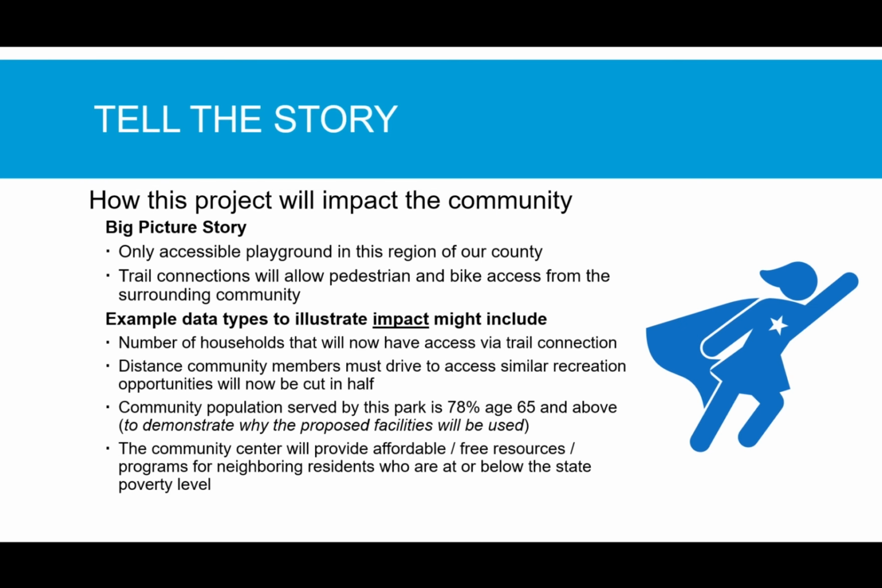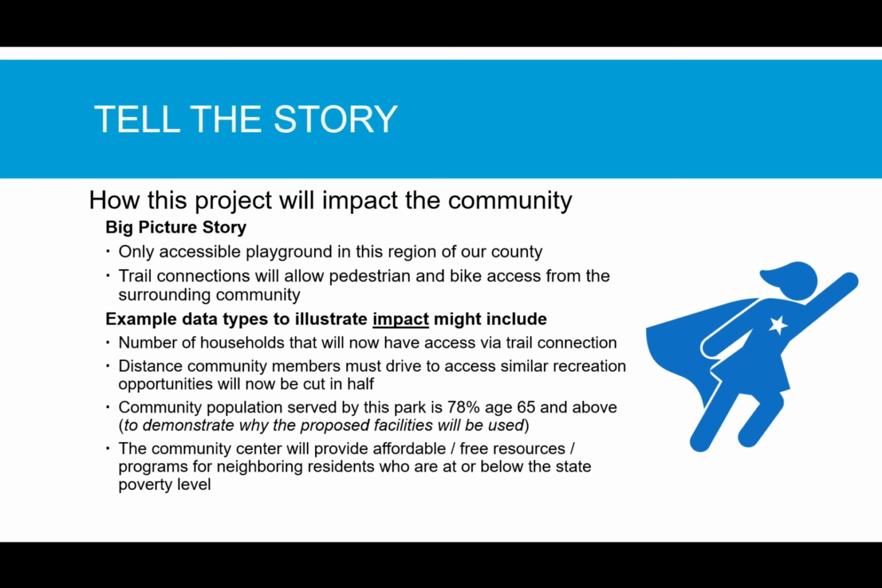And that leads us to just, the most important thing is tell the story. You want to tell the park authority why your project should be funded over anyone else's. So you do so by just sharing how this project will impact the community. So you can look at it as a big picture story. Say, we're proposing to build the only accessible playground in this region of our county. Or for example, trail connections that we're proposing with this project will allow pedestrian and bike access from the surrounding community. And then think about the example data types that can illustrate this impact.